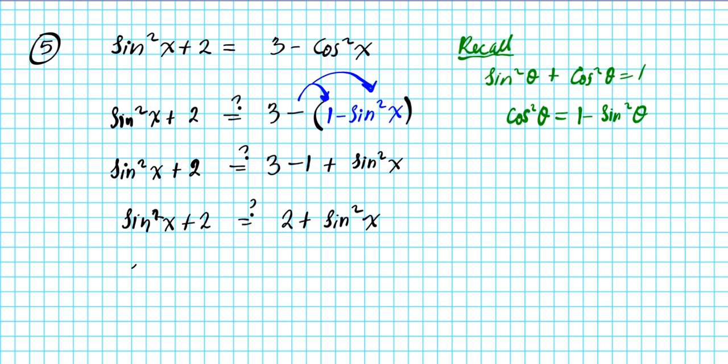The answer is yes, right? Because we know that the addition operation commutes. So 2 plus sine square x is the same thing as sine square x plus 2. Okay, so we've been able to show that this identity is in fact correct. Alright, let's take a look at question number 6.